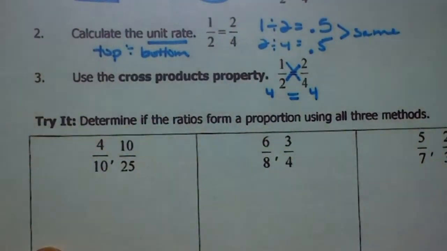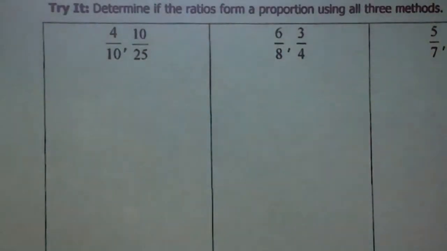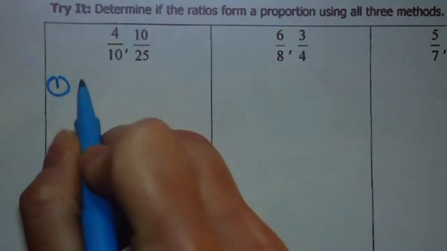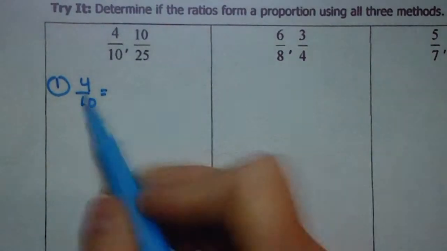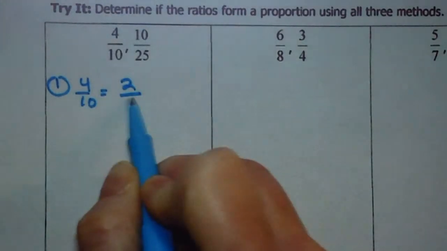All right, so let's try a few, and I'm going to actually have you use all 3 methods on the notes. When it's homework time, you don't have to use every single method for each problem that you solve, but I do want you to know how to use all 3 of them so you can have the option of picking what's easiest. All right, so we have 4/10, 10/25. The question is, do the ratios form a proportion? Meaning, are those ratios equivalent to one another? So method number 1 is to compare the ratios in simplest form. So if you take 4/10 and we simplify that, the GCF of that would be 2, right? And 2 goes into 4 twice, 2 goes into 10 5 times.